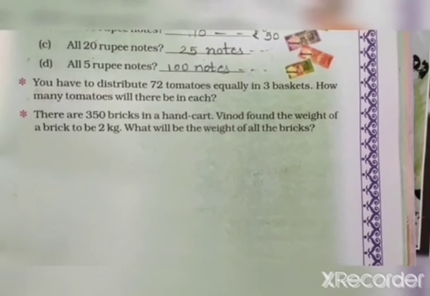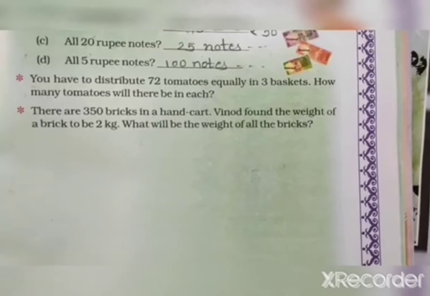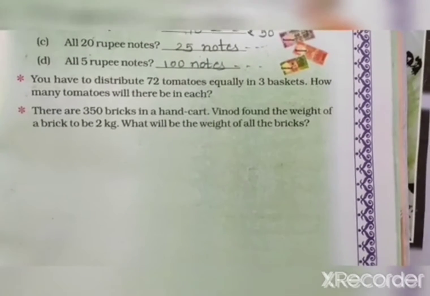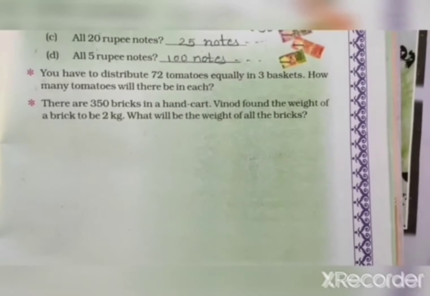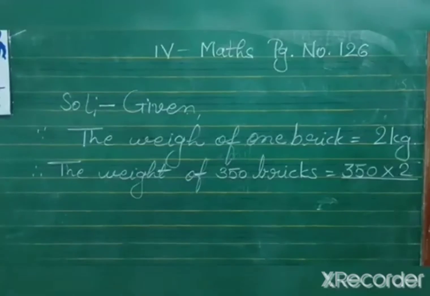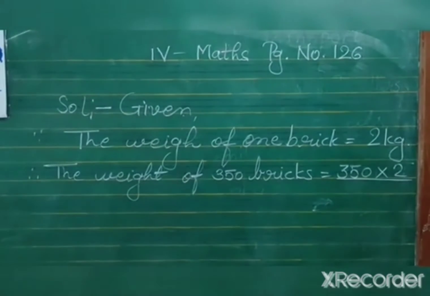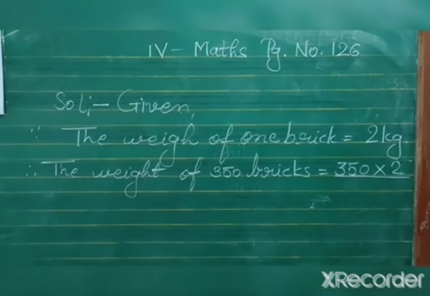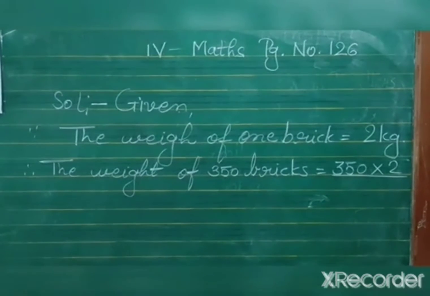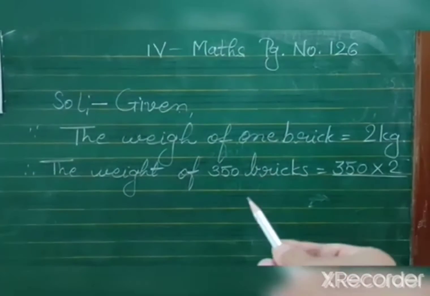Okay, 350 bricks, and the weight of 1 brick is equal to 2 kg. Then we have to calculate the weight of these 350 bricks. Given the weight of 1 brick is equal to 2 kg, then the weight of 350 bricks is equal to 350 into 2, because you can see so many bricks.